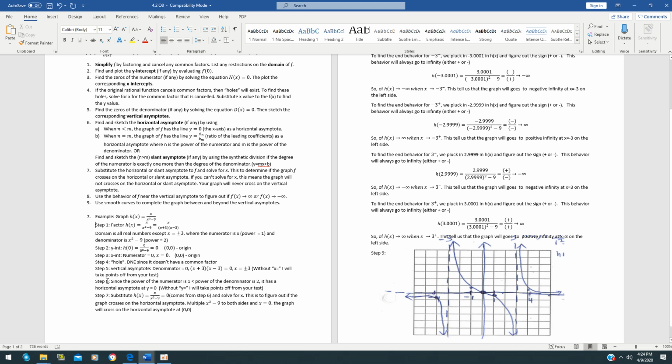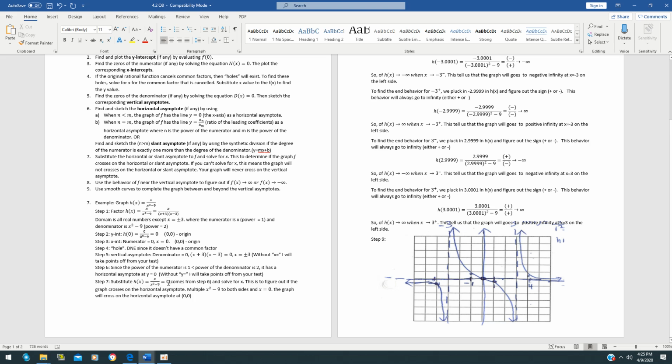Step 6 is where we figure out your horizontal or slant asymptote. So this is where the power comes in. The numerator power in this case is 1 and the denominator power in this case is 2. Power 1 is less than power 2, so this has a horizontal asymptote at y equals 0. Y equals 0 in this case is your x-axis. This is your horizontal asymptote, y equals 0 or the x-axis. Again, you need to put y equals. Without the y equals, I will take points off in your test.